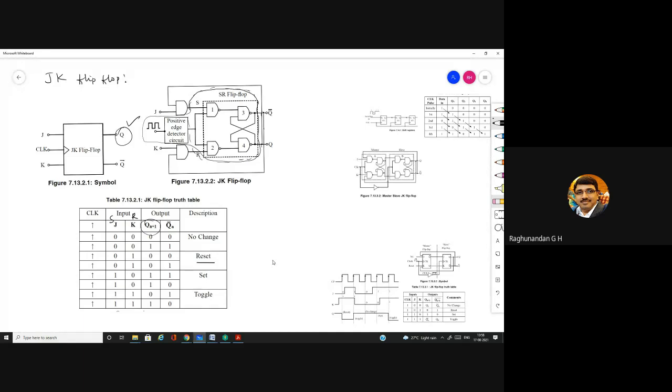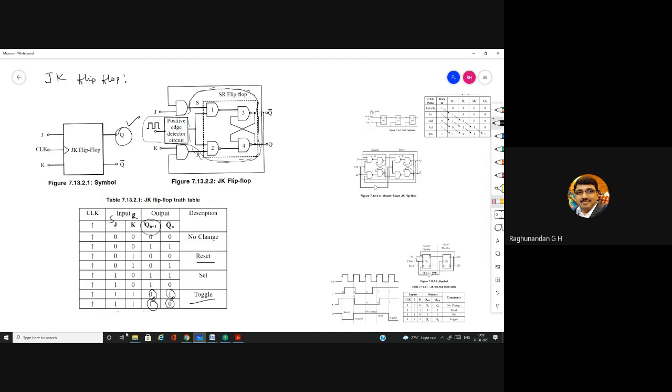When J is made 1 and K is made 0, irrespective of whatever we are having in the previous state, the present state will be 1. The output will be at high state. Next, when both the inputs J and K are made 1, it is going to check the previous value. If the previous value is 1, then the present value will become 0, and if the previous value was 0, then the present value will become 1. This is known as toggle state.